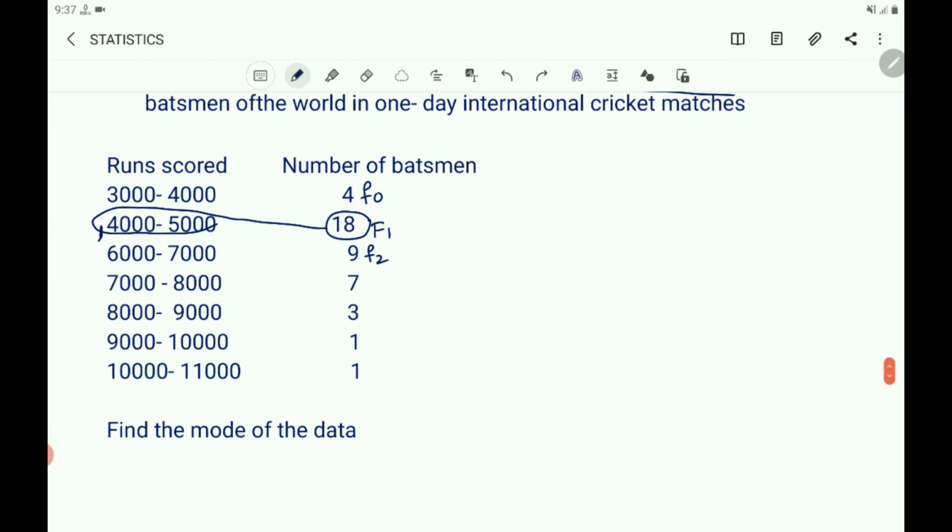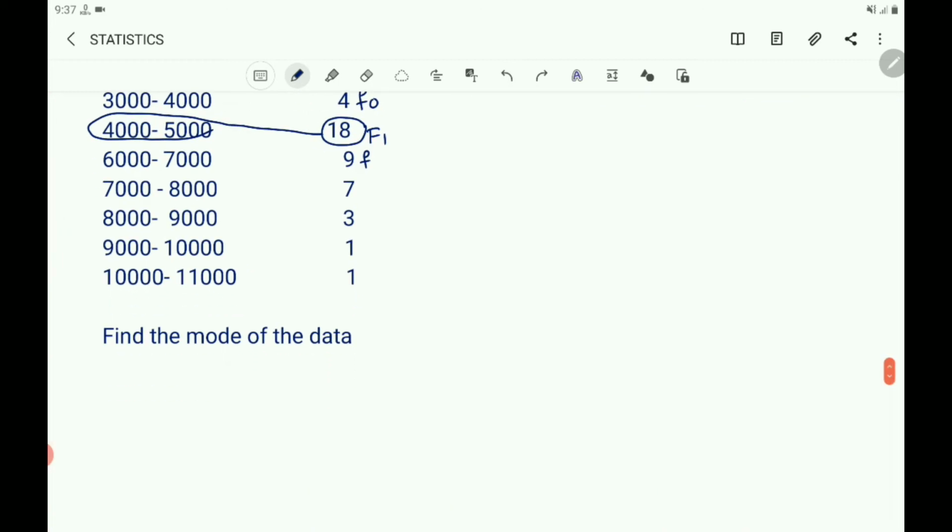And you find L. What is L here? L is 4000. And then what is the size of the class? H, that is 5000 minus 4000 or 4000 minus 3000, 1000 you will get. All the classes are having the same size. Then you write one by one.